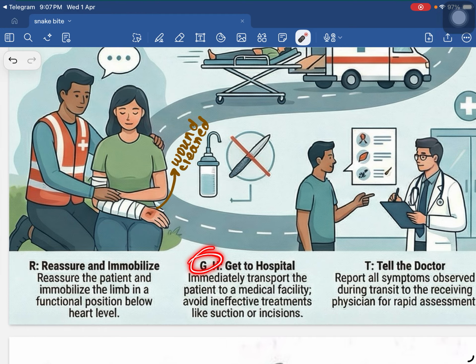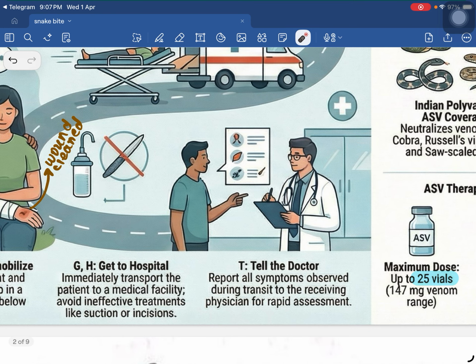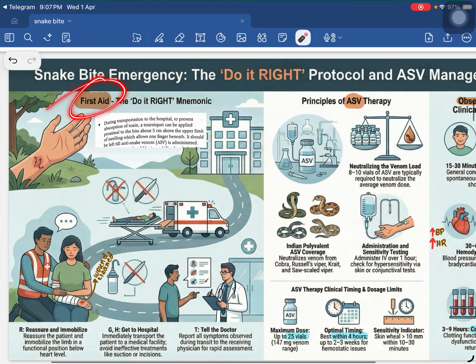Next, GH means get to the hospital. In the right we have RI, that is reassurance and immobilization. G for get to the hospital. Immediately transport the patient to the medical facility. Avoid ineffective treatments like suction and incision. T means tell the doctor about the symptoms as well as the snake. So this is about the first aid treatment.